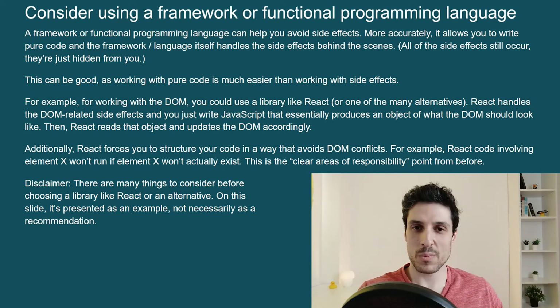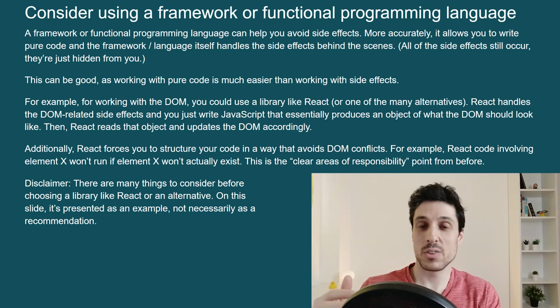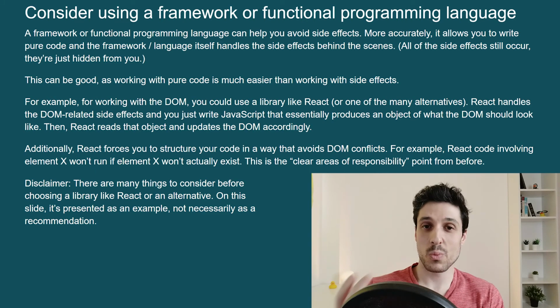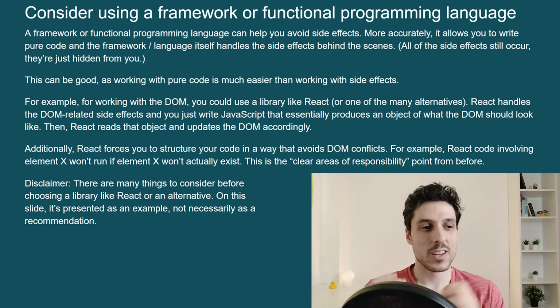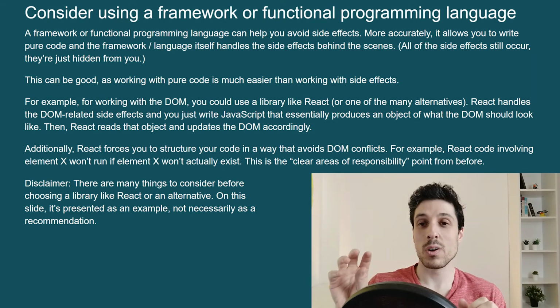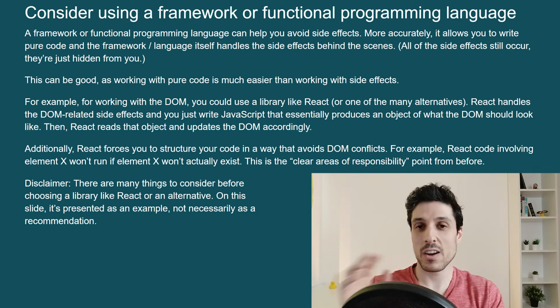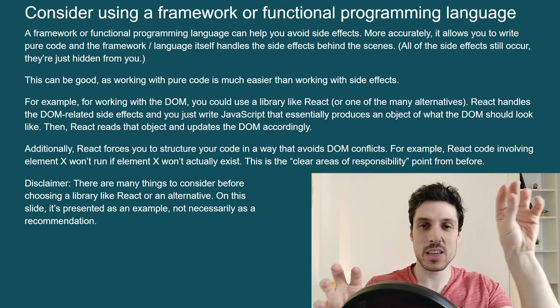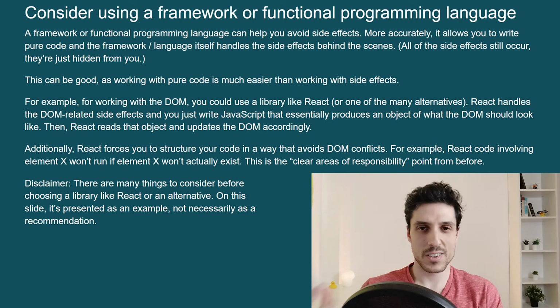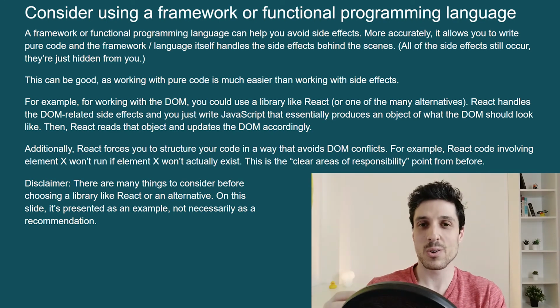As an extra bonus to something like this, something like React, and again, many other frameworks and libraries may do this, and programming languages can do this as well, but something like React helps you structure your code well. So as we said before in the point about clear areas of responsibility, with something like React, code A will not run if this part of the DOM will not exist. It's guaranteed to run only if the thing it needs on the DOM does exist. And this is great because, again, this is really good code organization that makes it easy for you to work.